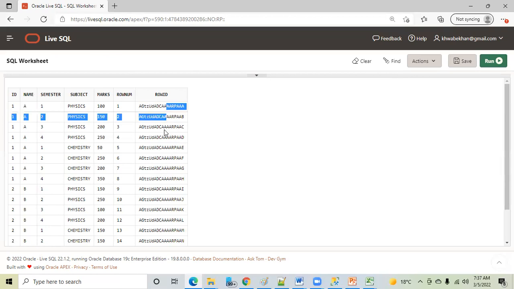Now see, if you look at all these values, they all are different. Can you show me any two values which are the same? Even if the data is the same, if you have duplicate records, the row ID will be different. Row ID is giving you the address. Even if you have exactly similar records, the row ID will be different because it's giving you the address.